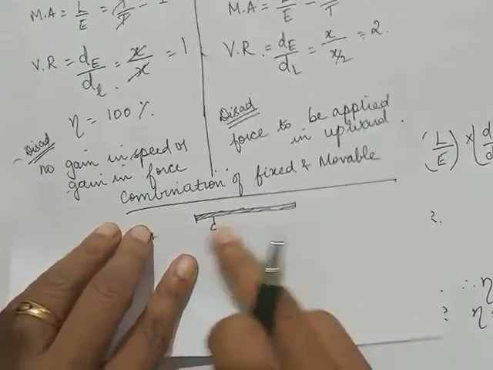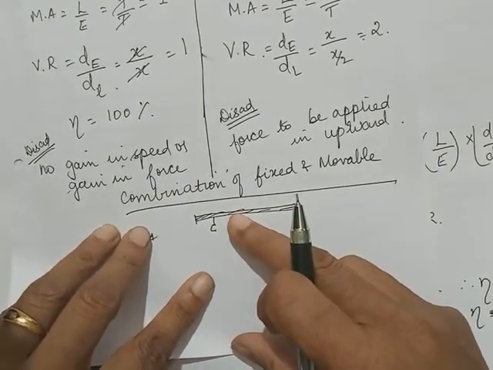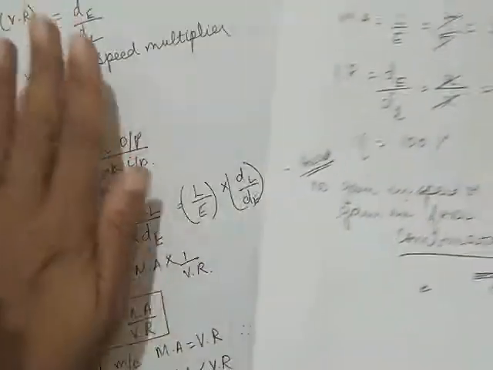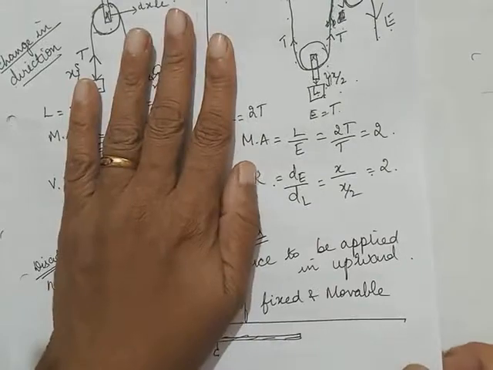I want you to draw this separately, the combination of fixed and movable pulley also. So I think you are clear now. So please write all this as notes and send it to me.